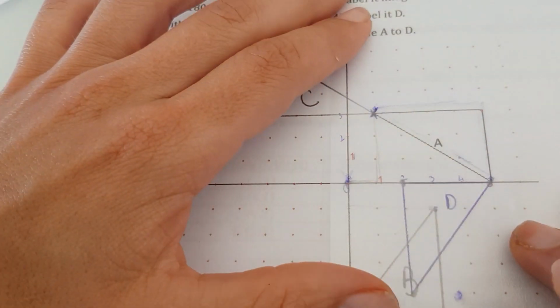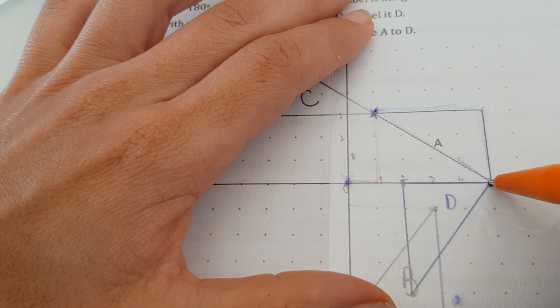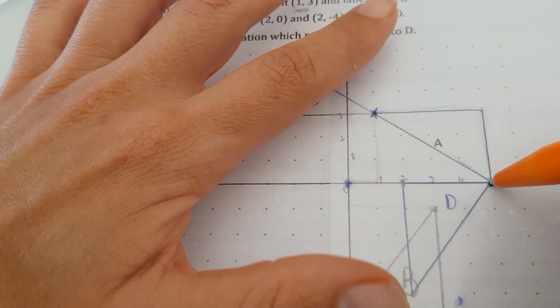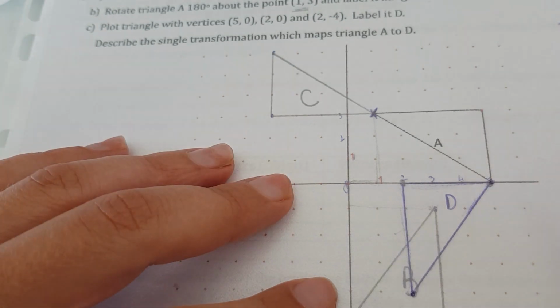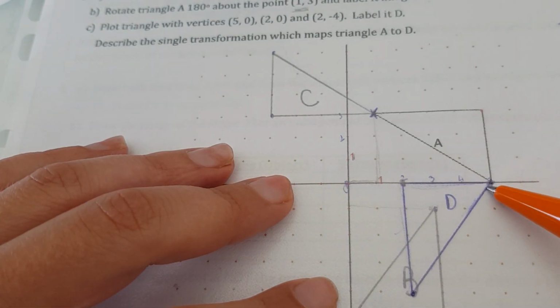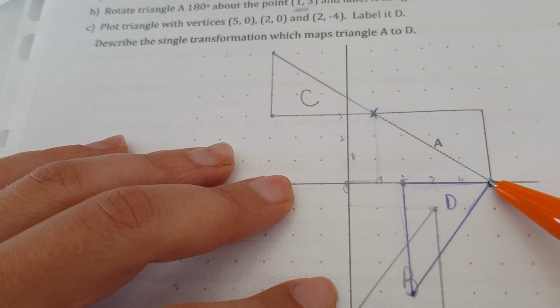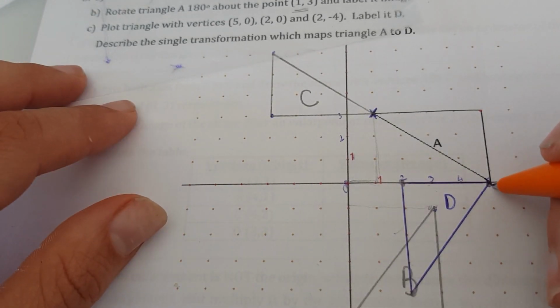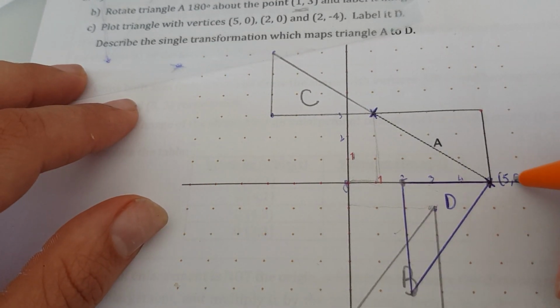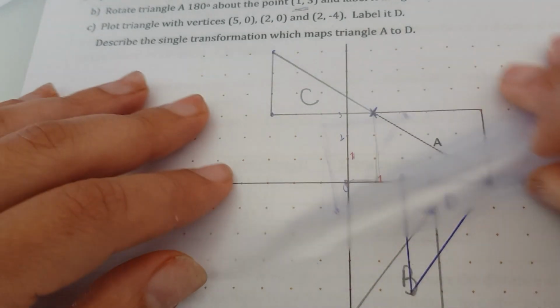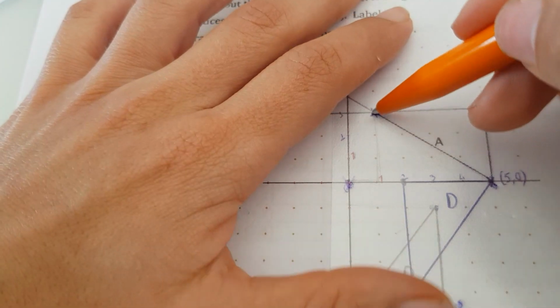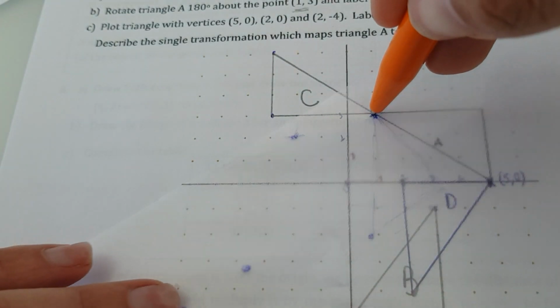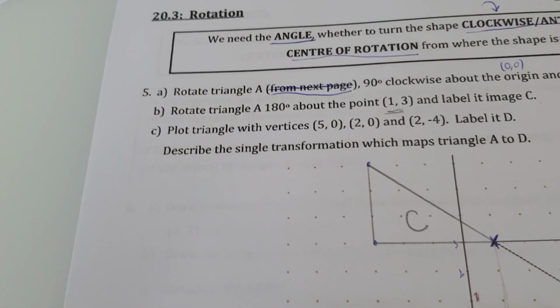So what did I do? I turned 90 degrees, this time anticlockwise. 90 degrees anticlockwise, and the center of rotation was this point, (5, 0). The center of rotation is very important, because it will make a difference where the item will be. If I rotate from here, I won't get to the right place, so I have to find the right center of rotation.